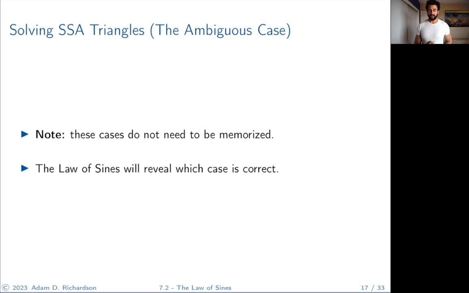Okay. So the good news is this. Maybe as you're looking at the slides, your brain is like, whoa, what's going on? This is way too much info. The good news is you do not need to memorize these cases, and the law of sines will actually reveal which case is correct. You have no idea which case you're gonna get, but the law of sines will eliminate the other cases until there's 1 possibility, meaning it could be no triangles, 2 triangles, or 1 triangle, as we're gonna see. So we'll do it case by case and see all the examples here.